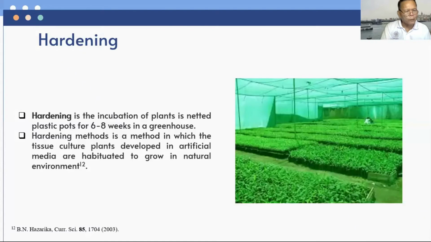The last factor involved in the technique of plant tissue culture is hardening. Hardening is the incubation of plants in a neat plastic pouch for 6 up to 8 weeks in a greenhouse. These plants are incubated in a liquid nutrient medium. Therefore, hardening is the acclimatization of tissue culture plants slowly before growing in the field. The hardening method is a method in which the tissue culture plants developed in artificial media are habituated to grow in a natural environment.